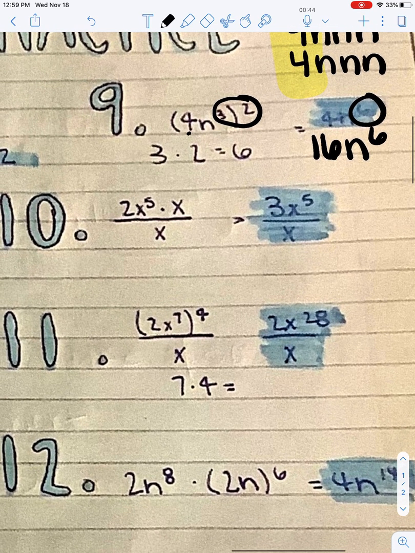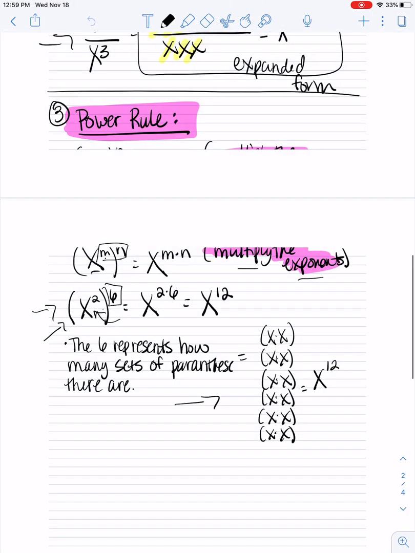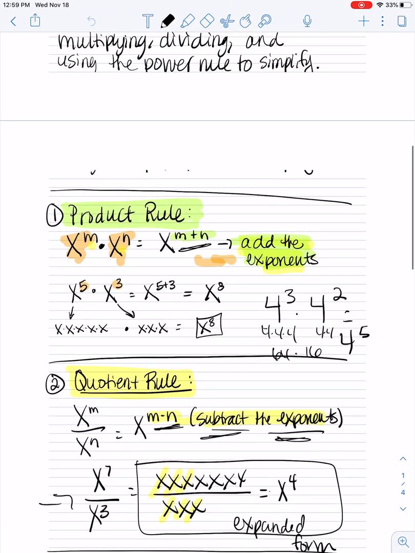All right, if we look at 10 we have to simplify. So we have 2x to the 5th times x, divided by x. So there's two exponent rules we have to use. For the numerator, we have to go back to the notes, we have to use the product rule first and add our exponents.